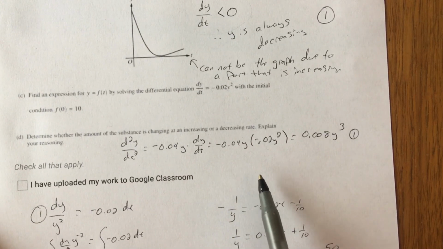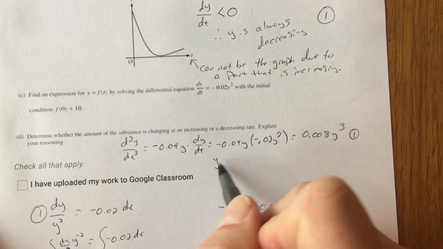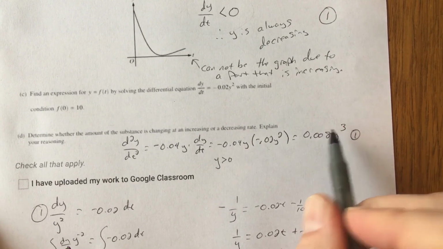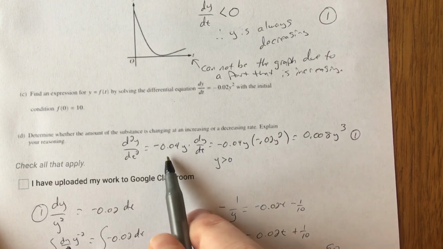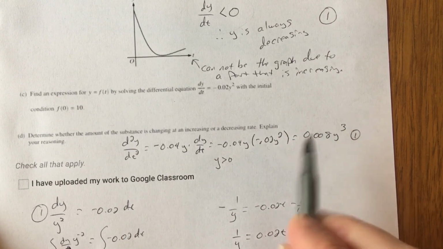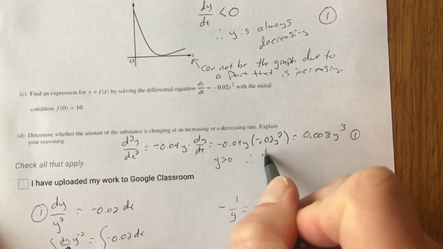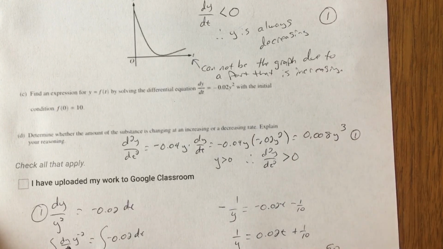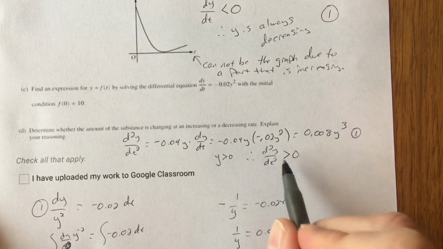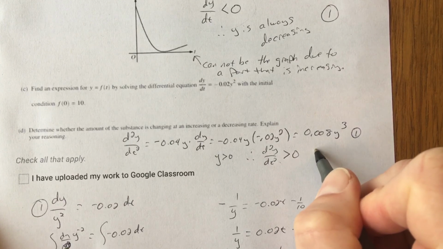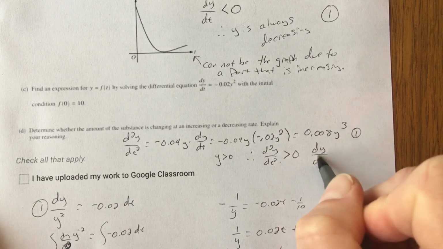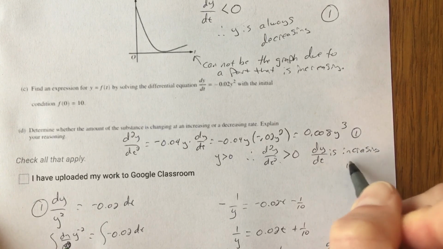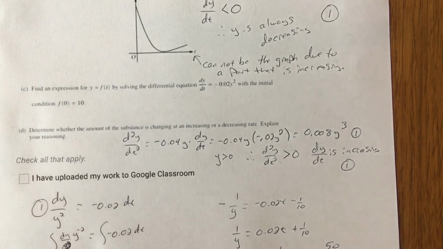And then because y is greater than 0, we know that we're using positive y values here. Since that's happening, we know that this is going to be a positive times a positive. Therefore, our second derivative is always positive as well. And because the second derivative is positive, we'll just say dy dt is increasing. And that would give you another point. So there's your 9 points.